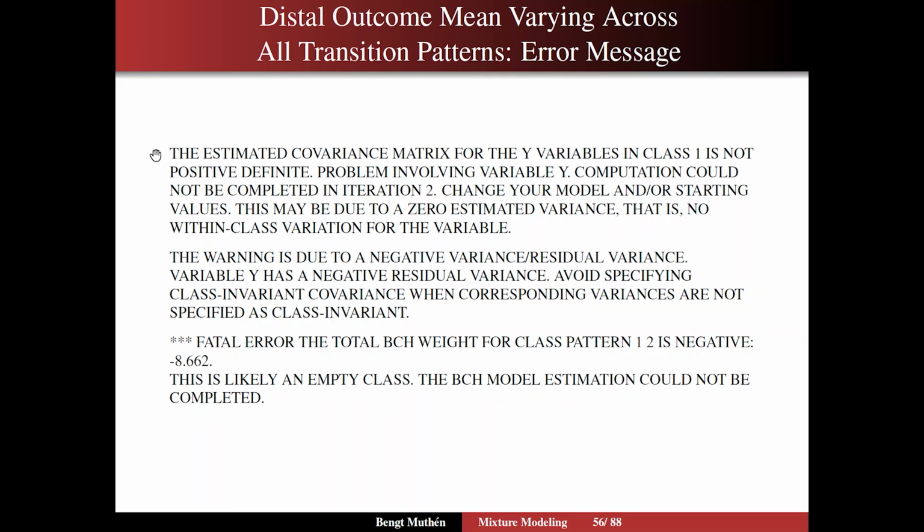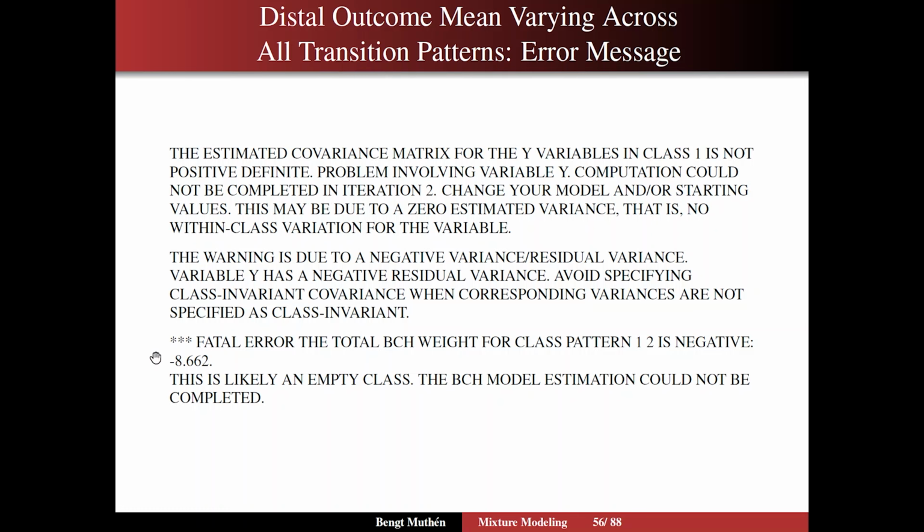We got a problem with the estimated covariance matrix for Y, not positive definite in class 1. Couldn't complete the computations in iteration 2. Maybe due to 0 estimated variance, no within class variation for the variable. Of course, there's nobody there, for instance. Here are suggestions. The warning is due to negative residual variance. Avoid specifying class invariant covariance when the corresponding variances are not specified as class invariant. That combination doesn't make sense, so we shouldn't do that. But the real error here is the fatal error again.